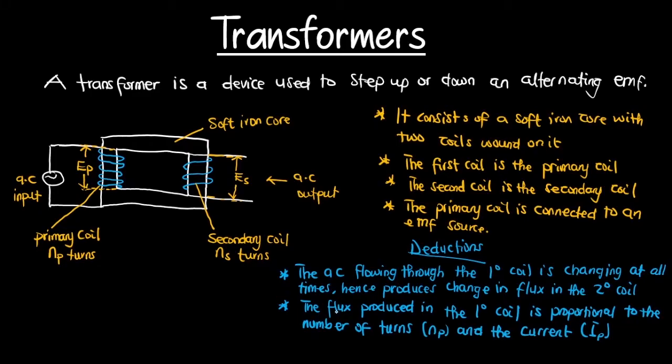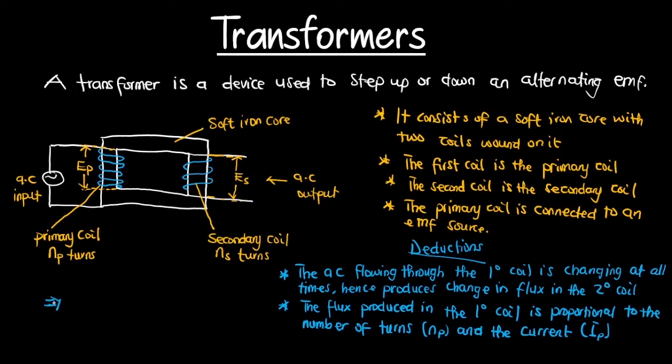For the next deduction, the induced EMF in the secondary coil is proportional to the number of turns NS and the current IS flowing through the secondary coil. Okay, so we are saying that depending on the number of coils that we have on the soft iron core at the primary side, it determines the amount of current that will flow through that primary coil. The same with the number of turns on the secondary side of the transformer also determines the amount of current that will flow through. Okay, there's a relationship between that. So let's look at that relationship now.